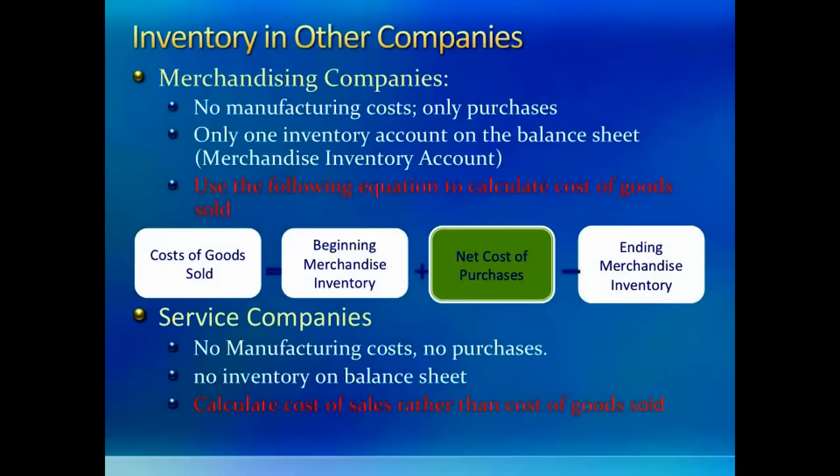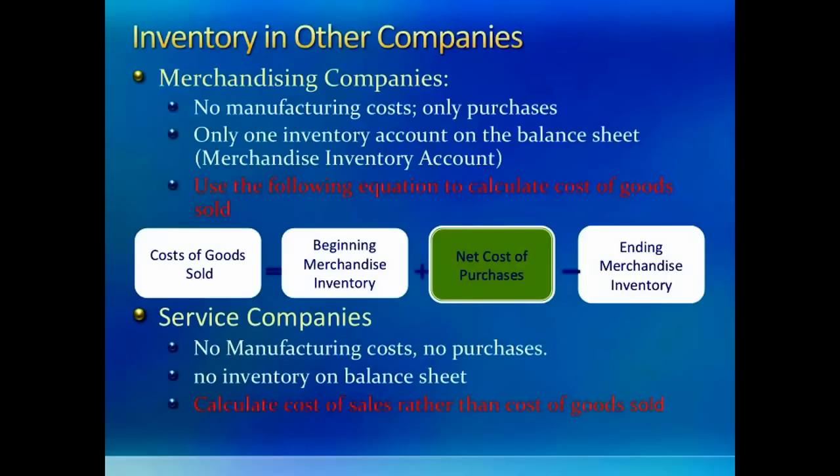Let us look at inventory in other companies. Merchandising companies are those companies which do not make anything. They simply collect stuff from all over the place and sell it in their store. Naturally, they are not likely to have any raw material inventory or any work in process inventory on their balance sheet. As a result, they would have only merchandise inventory, which is like the finished goods inventory account.